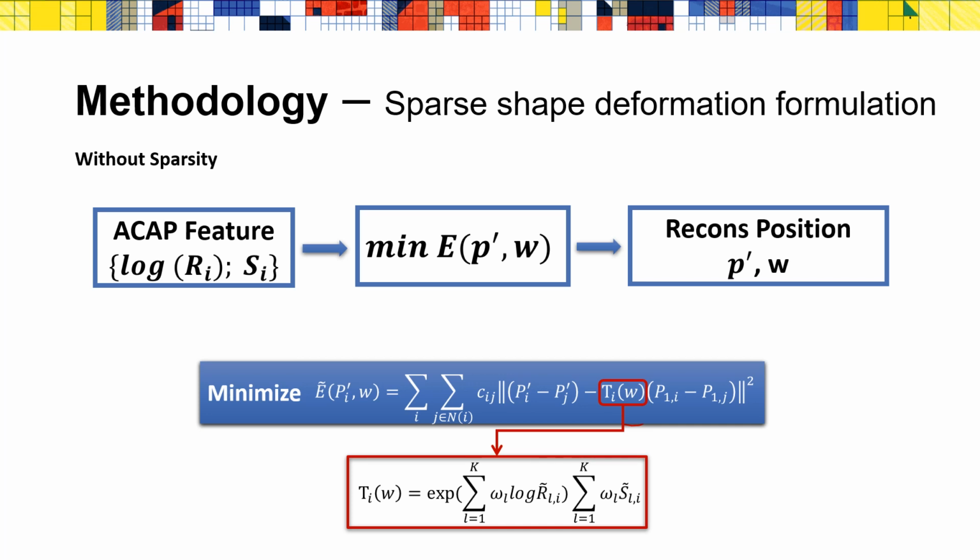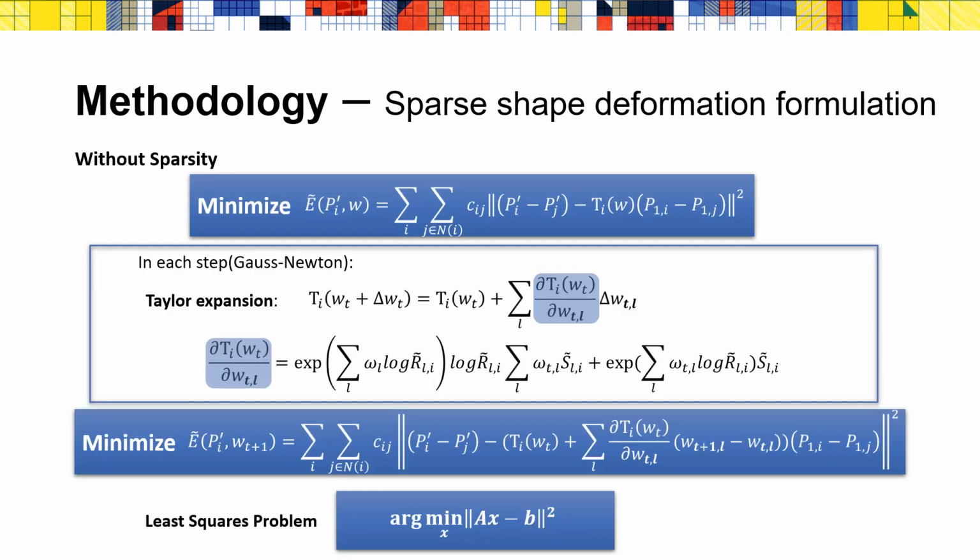TIW is the weighted sum of the feature, and we want to minimize this energy to get the final position and the final weight. So look at this energy. The typical idea to solve this energy is using the Gauss-Newton method.